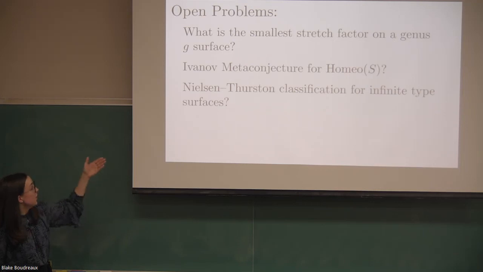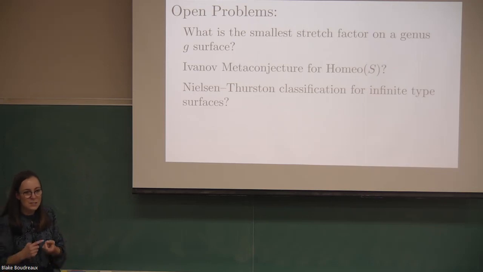A third question is, is there a Nielsen-Thurston classification for infinite type surfaces? And you might think to yourself, why wouldn't it just be periodic, reducible, and pseudo-Anosov? We genuinely don't know what pseudo-Anosov mapping classes look like on an infinite type surface. It's really non-trivial to try and figure out what that would look like in an infinite type setting. And what does that mean for a stretch factor? We don't know yet. So it's still a completely open question about whether or not there's pseudo-Anosov, and what does that mean?